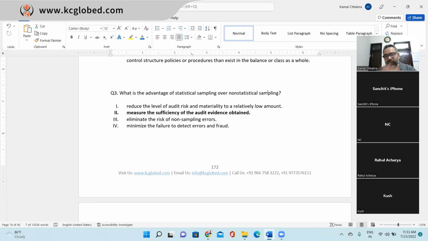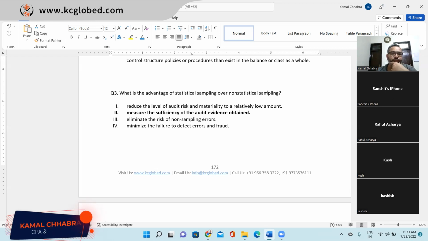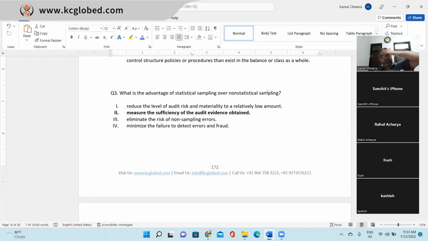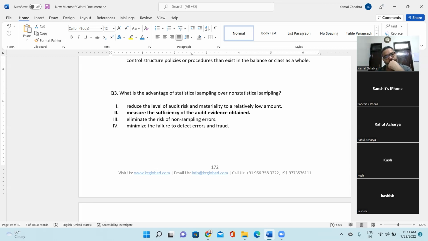No, sir. First one is eliminated. Yes, absolutely. Does any sampling technique minimize the failure to detect error? No, sir. The answer is no. So fourth is eliminated. So you need to choose only between second and third. Sir, third one is incorrect because it says eliminate the risk of non-sampling error. It won't eliminate. Non-sampling तो होगा ही नहीं क्योंकि जब sample लिया है, non-sampling risk will always exist. Right? So the right answer is Option 2.